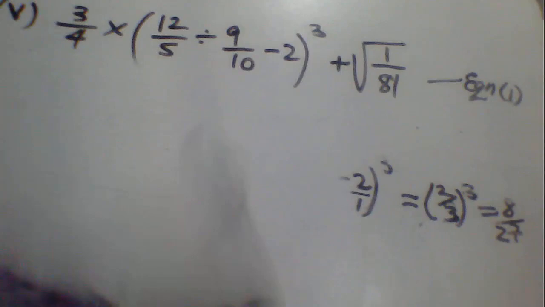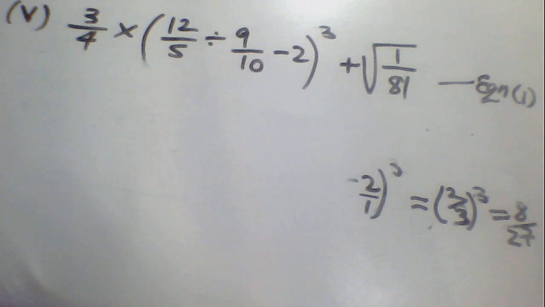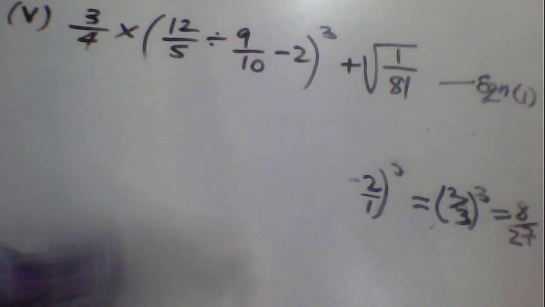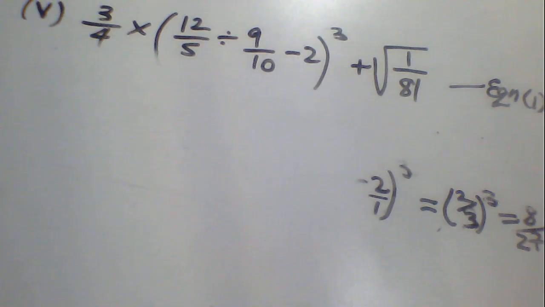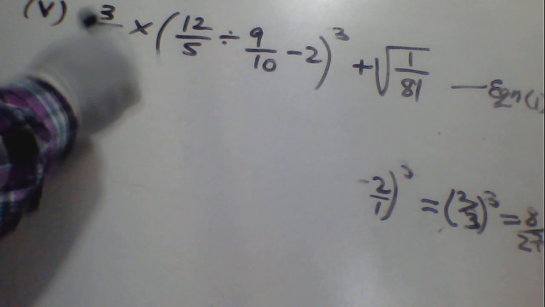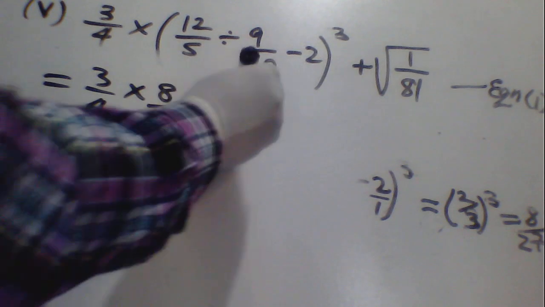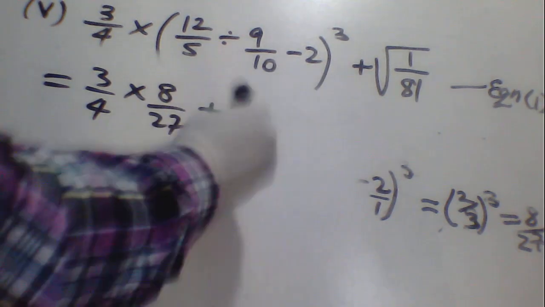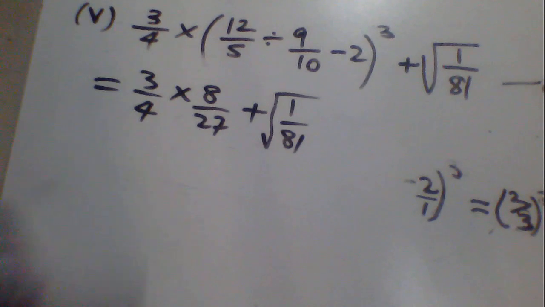I hope you are following. The next thing you have to do is to rewrite the numerical expression in the bracket, wherever you see it, including the power, you put 8 over 27. So this is the same as 3 over 4 times 8 over 27 plus 1 over 81. Remember that this is the square root. So from here, you still have to apply BODMAS.